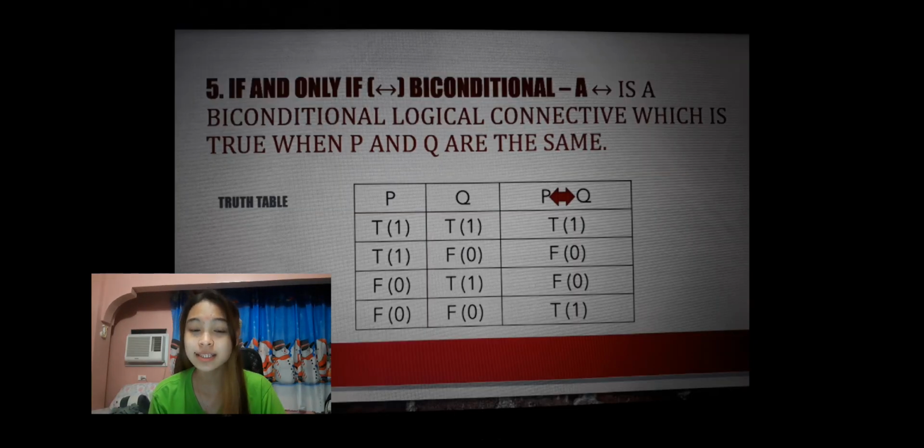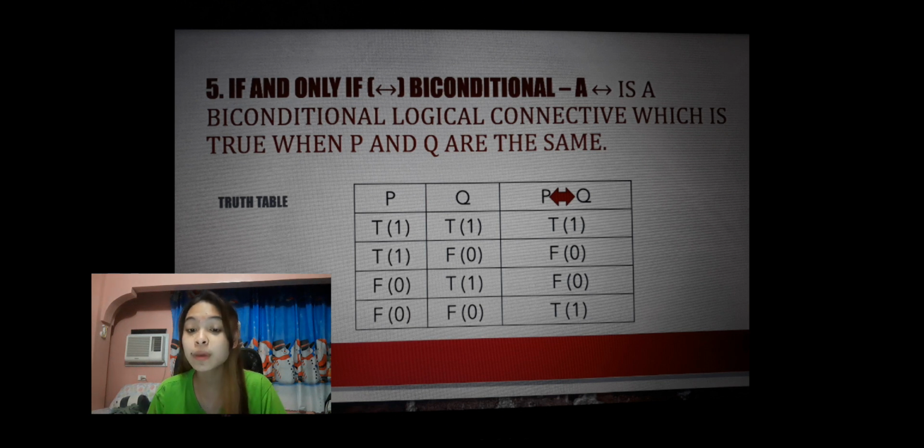Last but not least is if and only if, or the biconditional. If and only if is a biconditional logical connective which is true when P and Q are the same, whether both false or both true. So those are true. So let's take a look at the truth table. P is T, T, F, F and Q is T, F, T, F. Then P biconditional Q. So TT is true because both are the same.